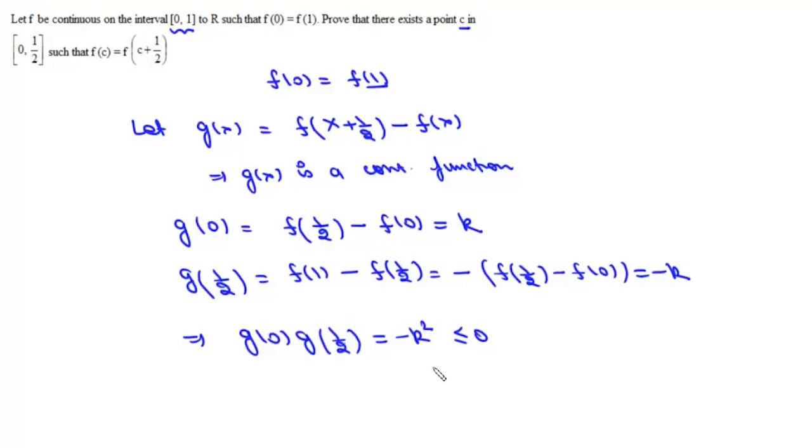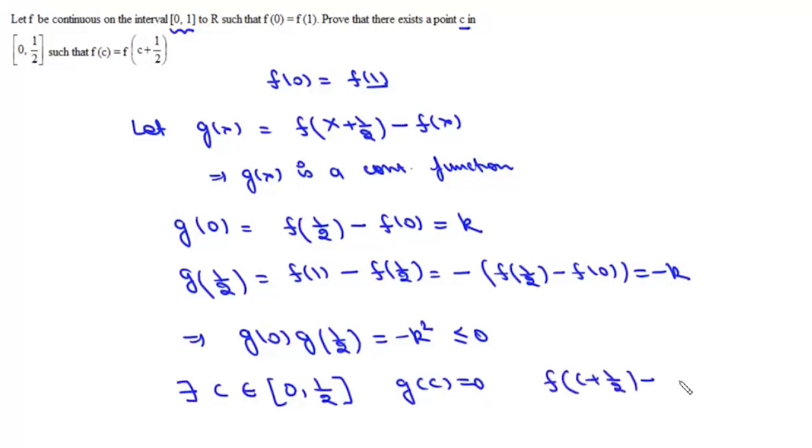Then from Bolzano's theorem we can say that there exists at least one c in the interval 0 to 1 by 2 such that g(c) equals 0. Now if we put g(c) equals 0, we get f(c plus 1 by 2) minus f(c) equals 0, or f(c) equals f(c plus 1 by 2). So we have solved this question using Bolzano's theorem. We can also solve this question using intermediate value theorem.